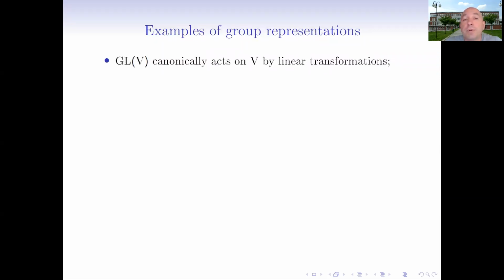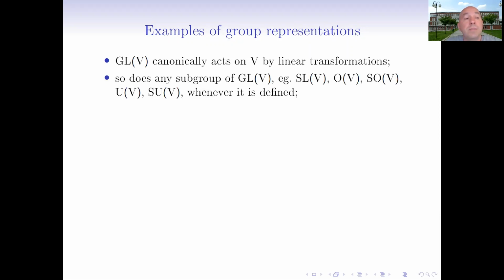Let me start with examples of group representations, and the first one is the most standard. The general linear group of V, the group of invertible linear maps from V to V, canonically acts on V by linear transformations, because every element from GL(V) is a linear transformation. Apparently, it acts on V. So whenever we have a subgroup inside GL(V), then this subgroup is acting on V as well.